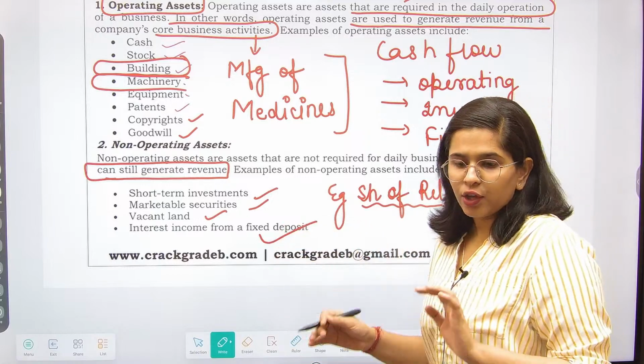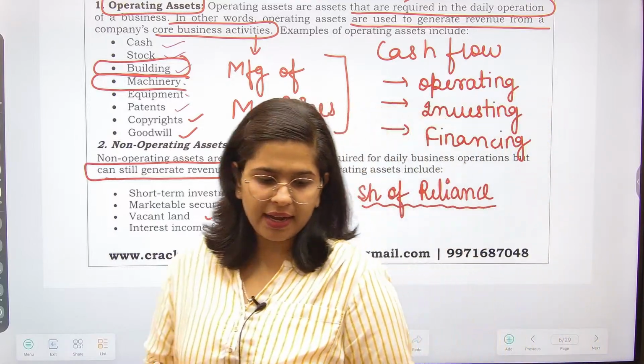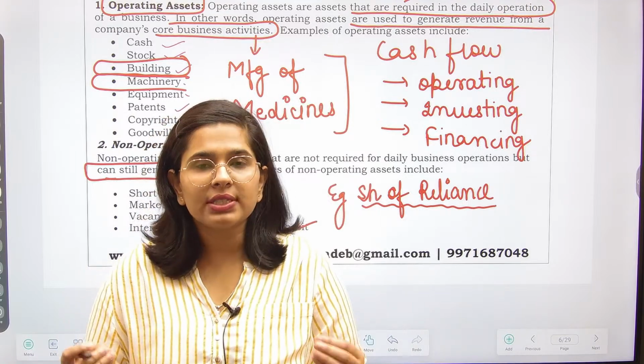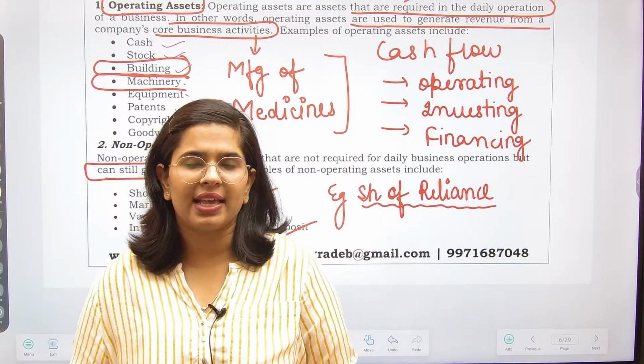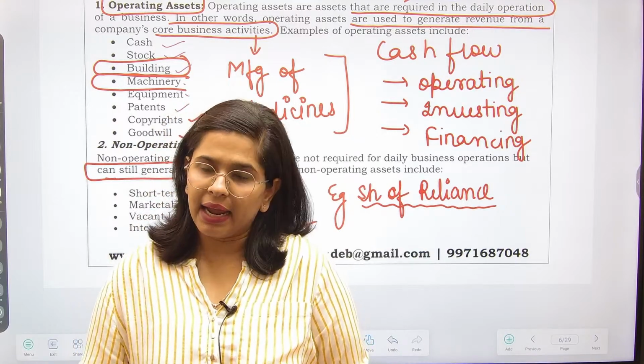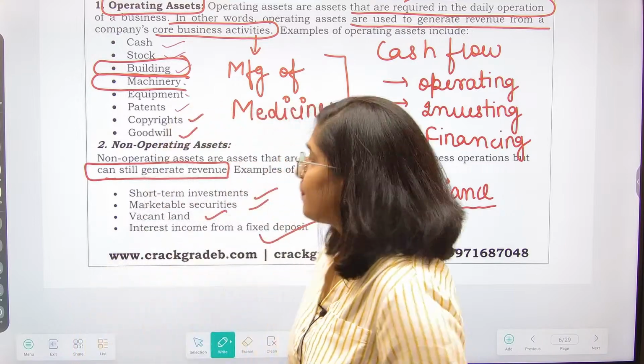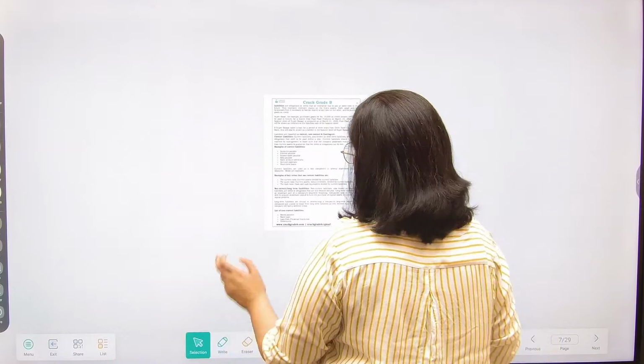Vacant land, your business has taken a vacant land. Now what are you going to do in a vacant land? No use. You have just invested into that in the form of a property, right? So such kind of asset is of no use for us. Okay? Now moving ahead, talking about liabilities.